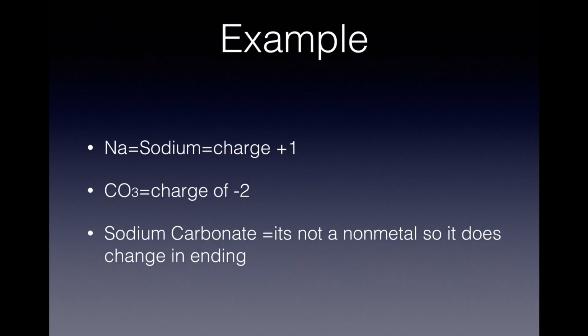Here's an example of one. Na, which is sodium, has a charge of positive 1, and CO3, which has a charge of negative 2. So to balance it out, it would be Na2CO3, because we need 2 sodiums to equal it out, making it sodium carbonate. And because it's not a nonmetal, the ending wouldn't change. But if it was a nonmetal, it would have changed.